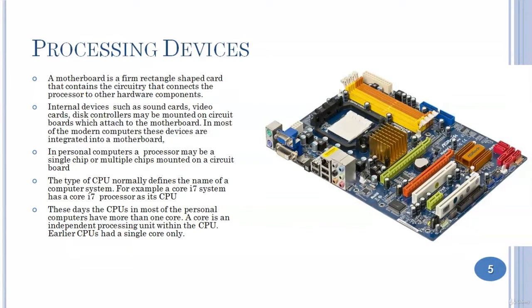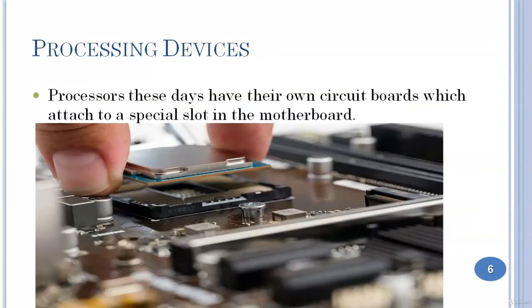So the picture of a motherboard is shown in this figure on the right. You can see that all the important components are attached to the motherboard, including your central processing unit. Now the processors these days have their own circuit boards which attach to a special slot in the motherboard as shown in this figure.